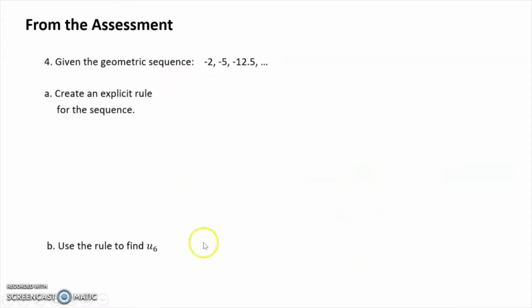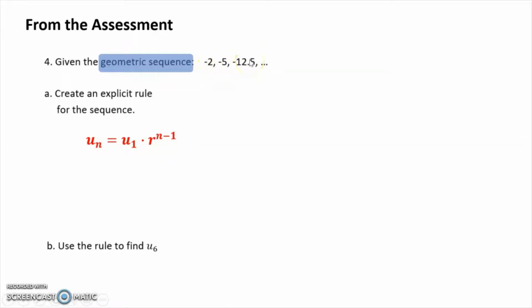The next one from the assessment looks like this. Now we're talking about a geometric sequence. The last one was arithmetic, now geometric. So let's create an explicit rule for this sequence. Let's first check if it's geometric. Well, when it's geometric, first of all, we are going to use this general rule: u sub n equals u sub 1 times r to the power n minus 1. r represents what's called the common ratio, or the number we are always multiplying by.